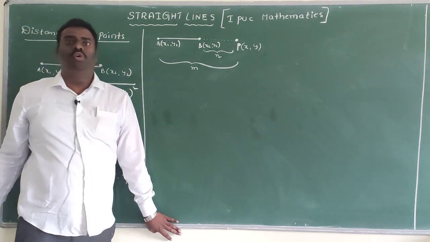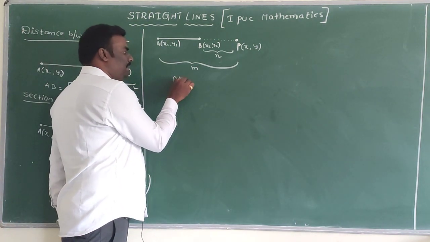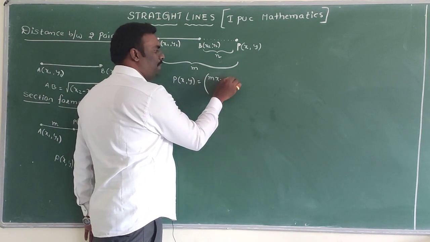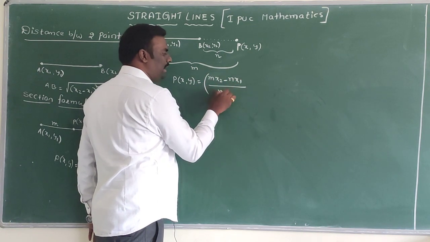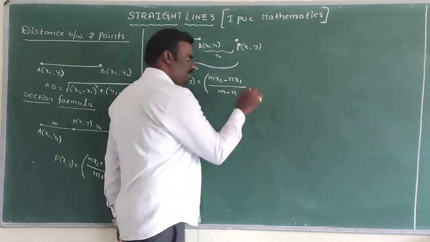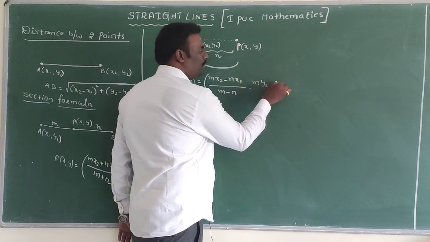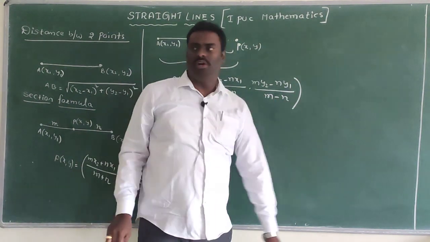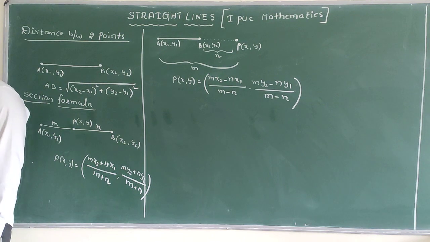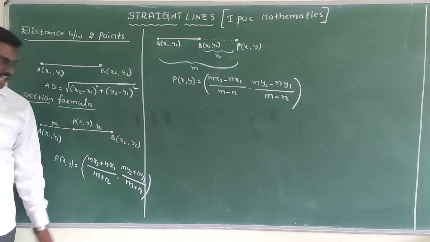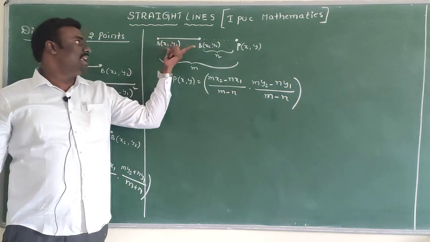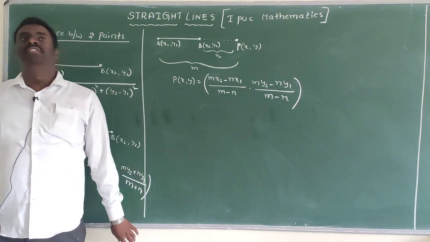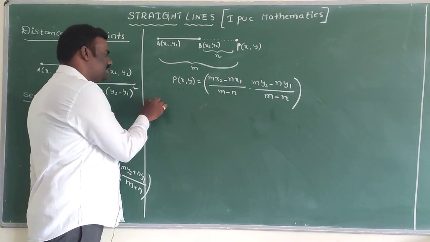Now how to find the coordinates of the point P? P (x comma y) is equal to (mx2 minus nx1) by (m minus n). Similarly, (my2 minus ny1) by (m minus n). So we have two formulas. If P divides AB internally, plus will come. If P divides AB externally, minus will come. This is the section formula.